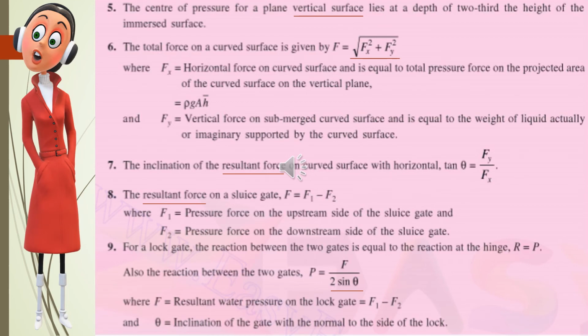Fifth one, answer is vertical surface. Sixth one, capital F equal to root of Fx square plus Fy square. Seventh one, answer is resultant force. Eighth one, answer is resultant force. Ninth one, the answer is P equal to capital F divided by 2 sin theta.